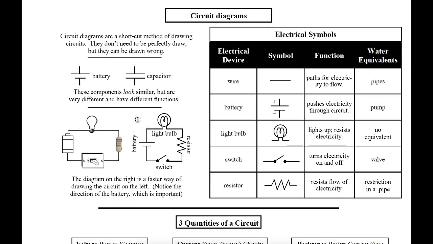Circuit diagrams are a shortcut method of drawing circuits. They don't need to be perfectly drawn, but they can be drawn wrong. So notice that for the battery, the bottom T, I guess we'll call it, is shorter on the sides than the top T. And the capacitor is different because it has the bottom and the top T that match.